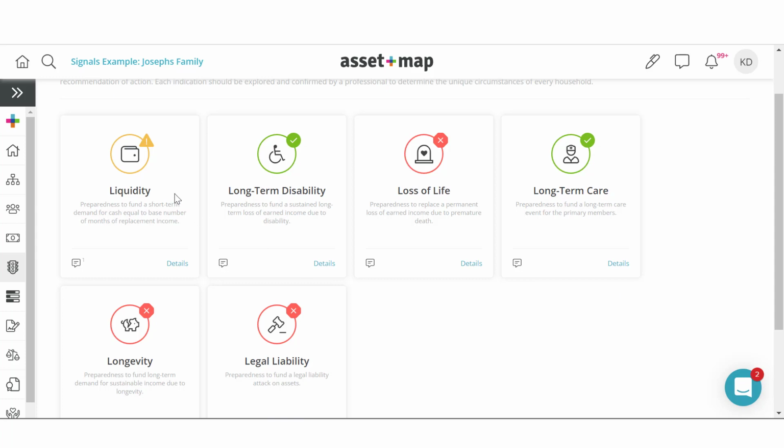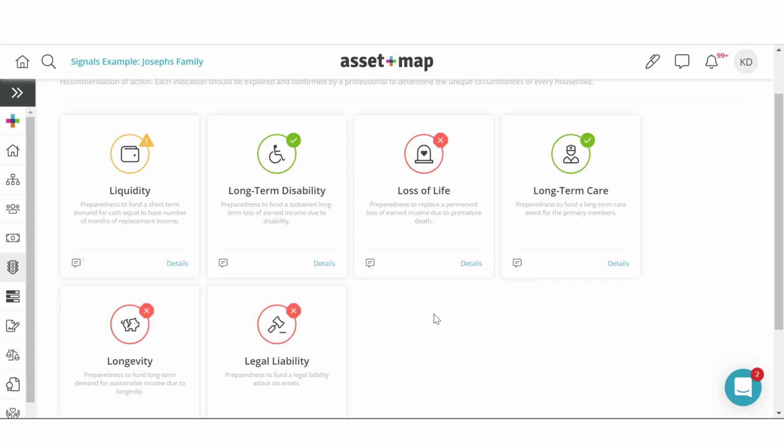So here we can see for this household, liquidity is amber. That means they have some provision should there be a liquidity event, but according to the algorithm, it's not enough to make it green. We can see long-term disability is green, saying, based on that, they have sufficient provision. Loss of life is showing up as red. Long-term care is green. And at the bottom, we've got longevity and legal liability, both showing as red.